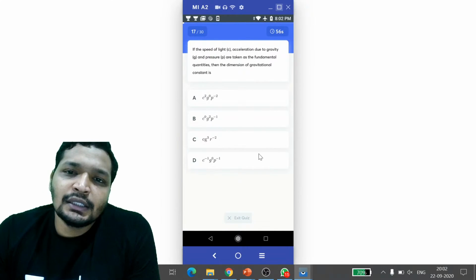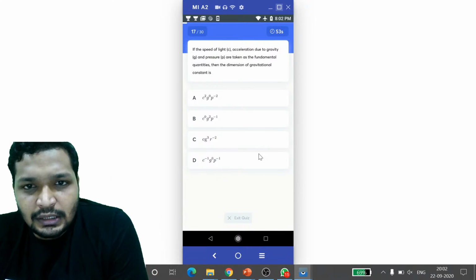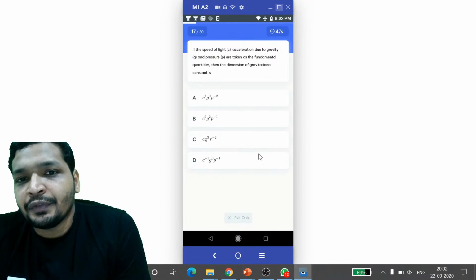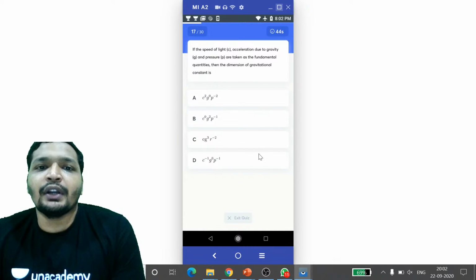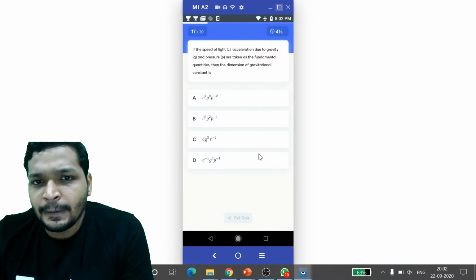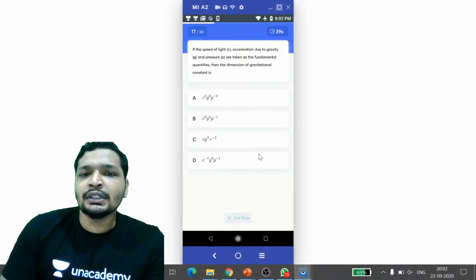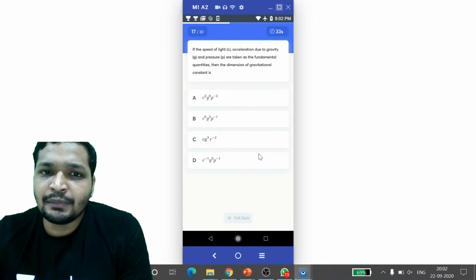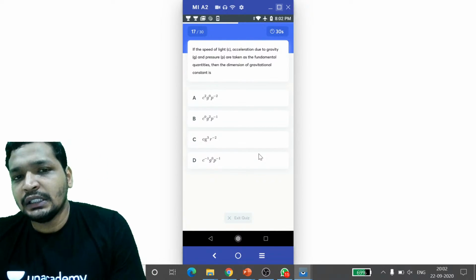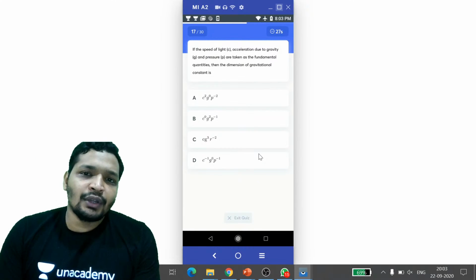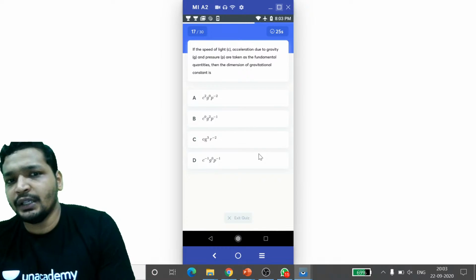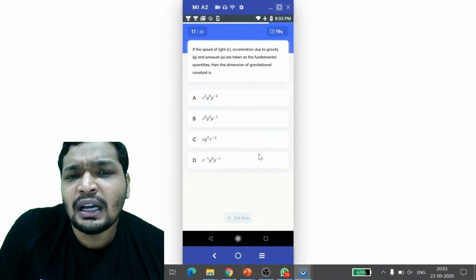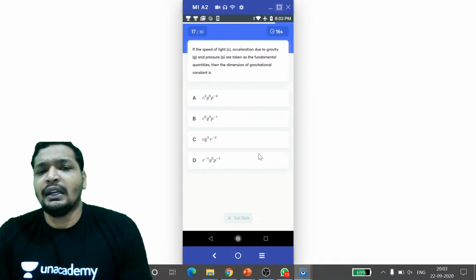Okay, if the speed of light c, acceleration due to gravity g, and pressure p are taken as the fundamental quantities, then find the dimension of the gravitational constant. So what you have done, you have changed the fundamental quantities, and now you are trying to find out the gravitational constant. Okay, how do you go about this? You would try to find L, T, and M in terms of C, G, and P. And as you can quickly guess, L should be how much? T should be C by G, and similarly you can take pressure and work around this problem.